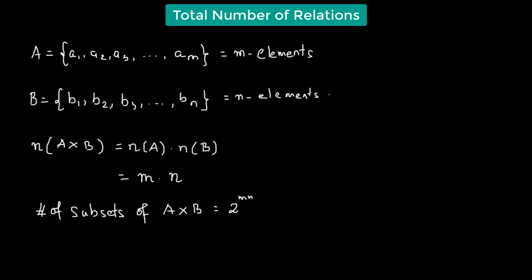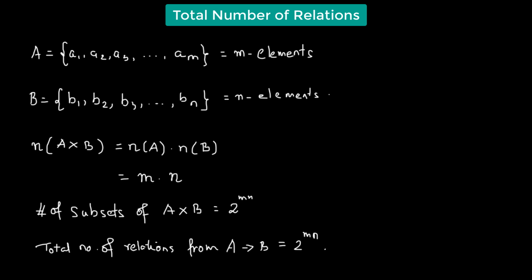Now we know that each of the subsets of the Cartesian product of A and B is actually a relation from A to B. So we can say that the total number of relations from A to B is equal to the number of subsets of A cross B, which is equal to 2 raised to the power of mn.